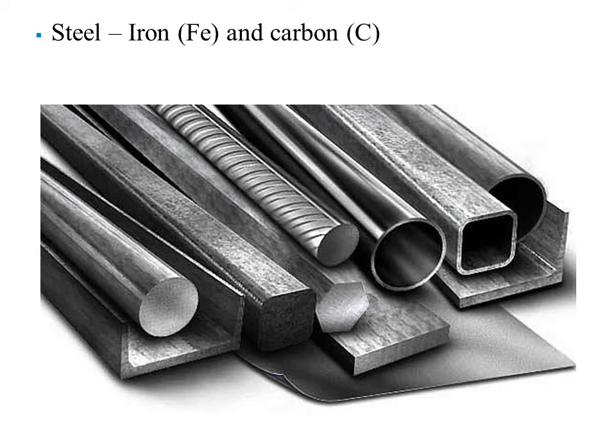An example of a compound is steel. Steel is composed of iron and carbon, 2 elements from the periodic chart.